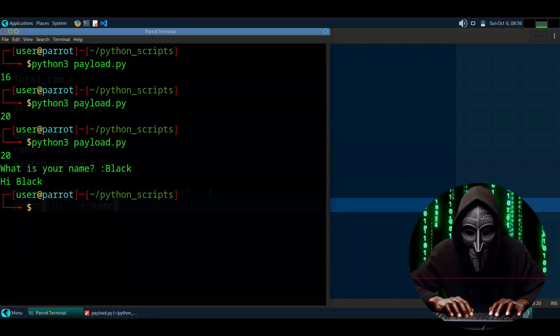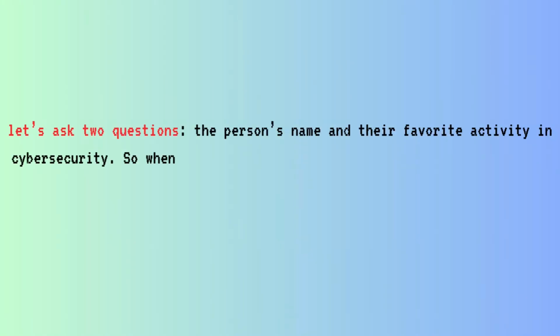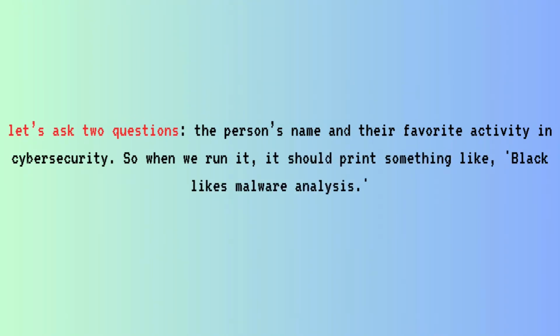I'd like for you to expand on this program. This time, let's ask 2 questions: the person's name and their favorite activity in cybersecurity. So when we run it, it should print something like Black likes malware analysis. Alright, pause the video, take a minute to work this out, and then come back to check out my solution.